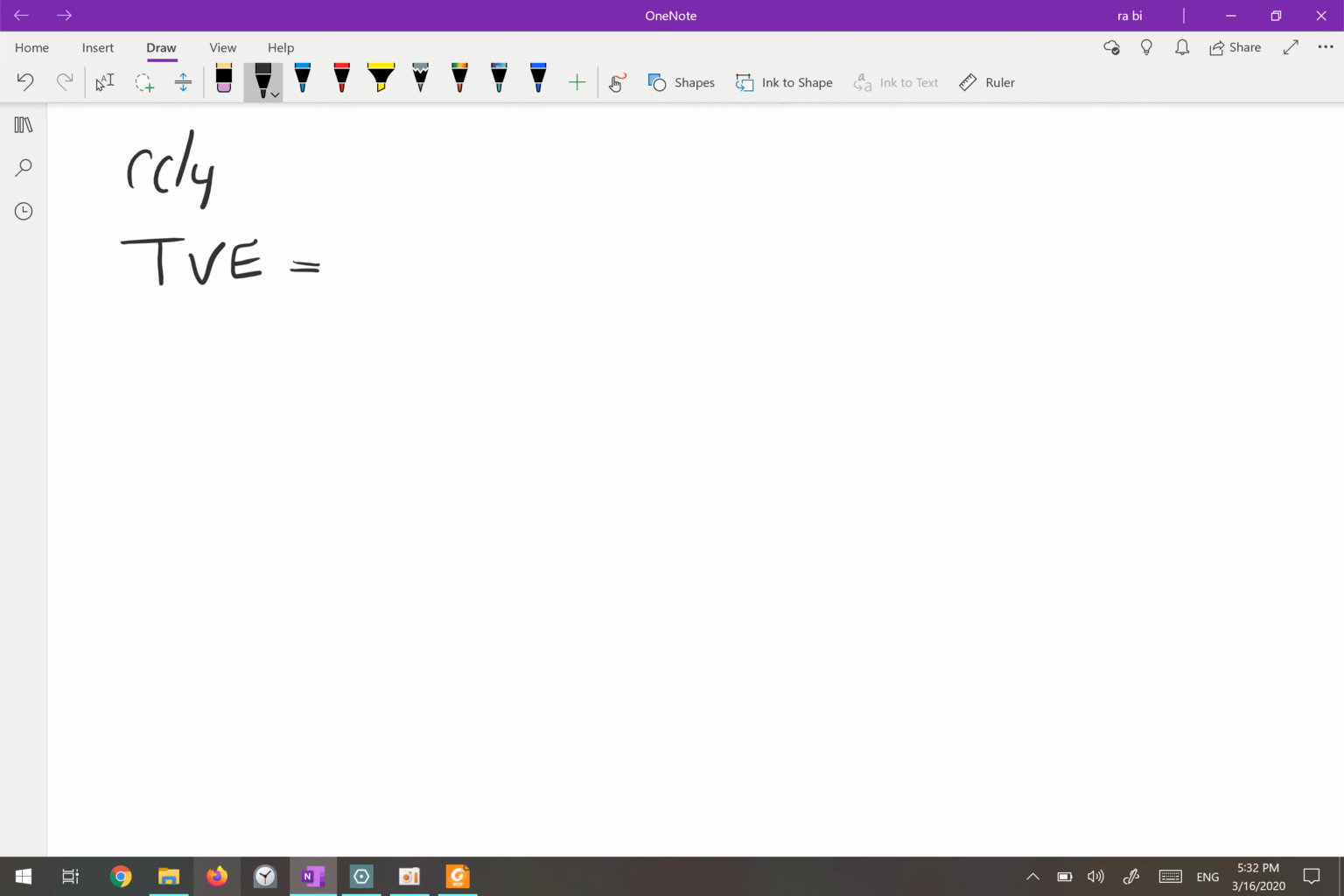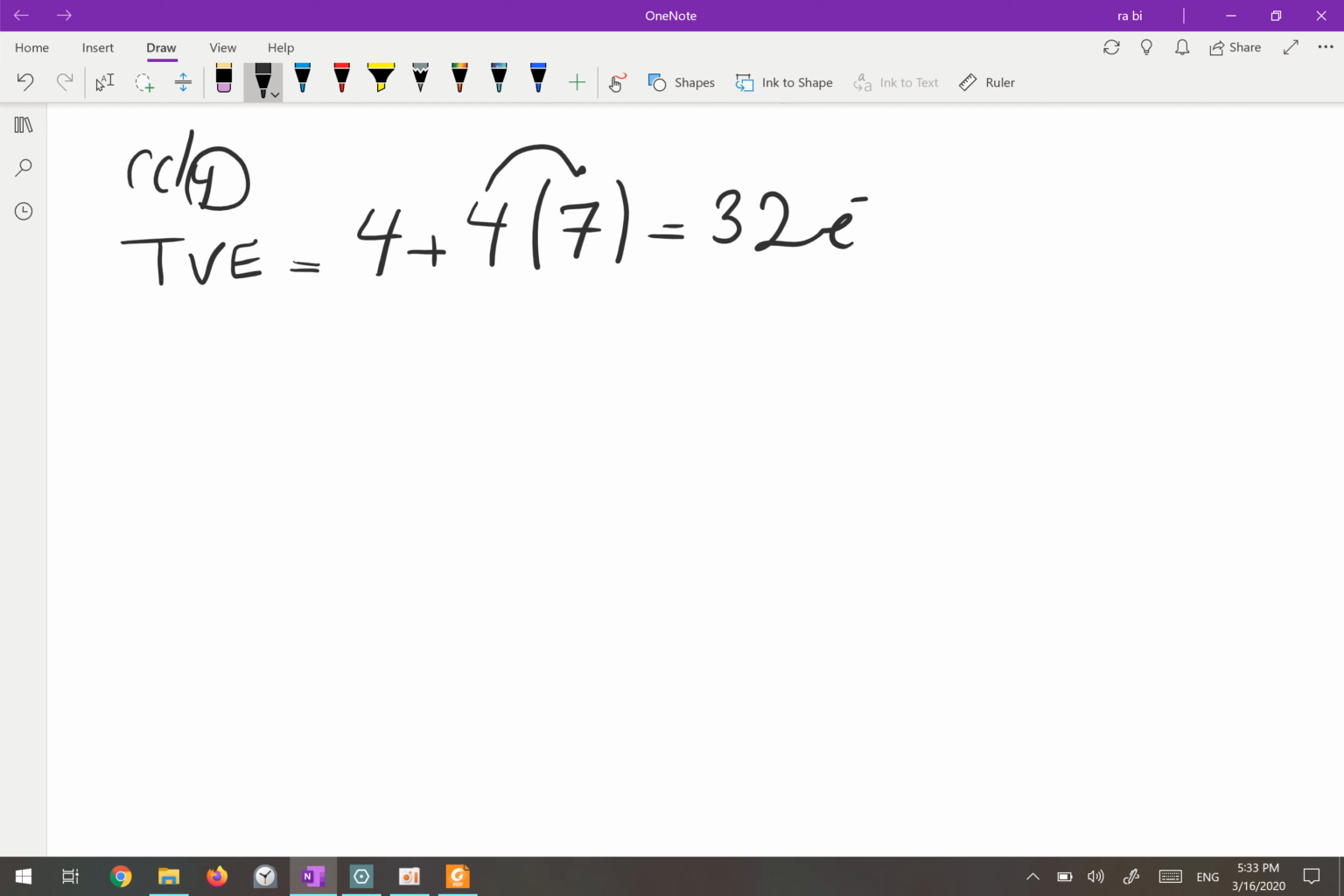So let's move on. Carbon is in group 14, so it has 4 valence electrons. Chlorine is in group 17, it has 7 valence electrons, but because we have 4 chlorines, we multiply 7 by 4. So the total valence electrons here becomes 32.